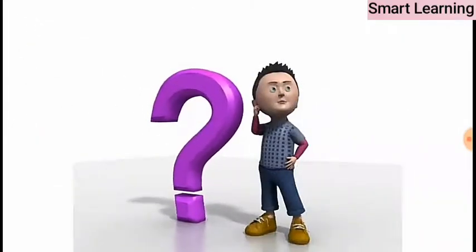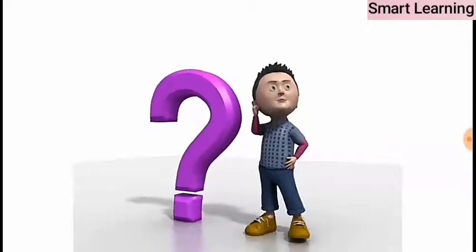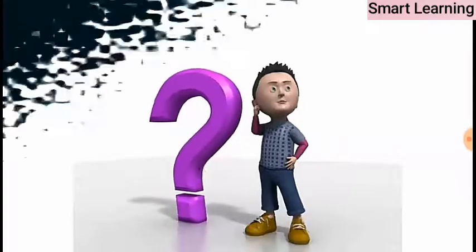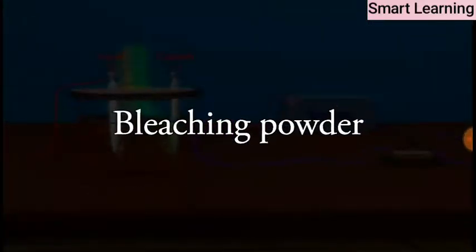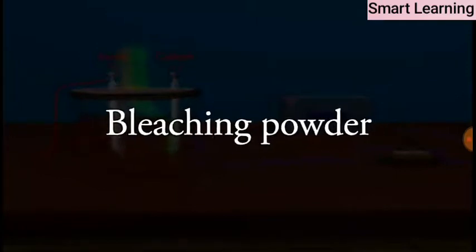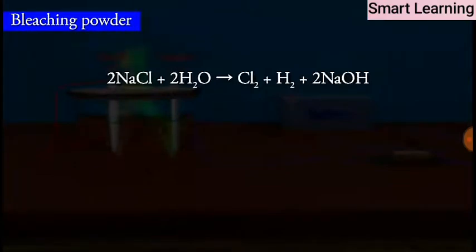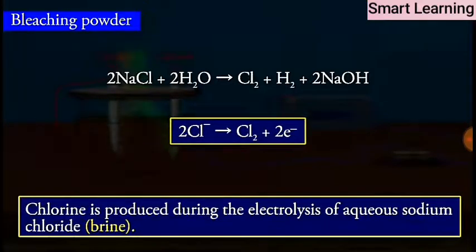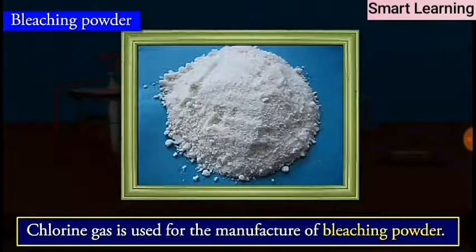Let us see another important substance prepared with common salt as raw material. Bleaching powder. You already know that chlorine is produced during the electrolysis of aqueous sodium chloride or brine. This chlorine gas is used for the manufacture of bleaching powder.